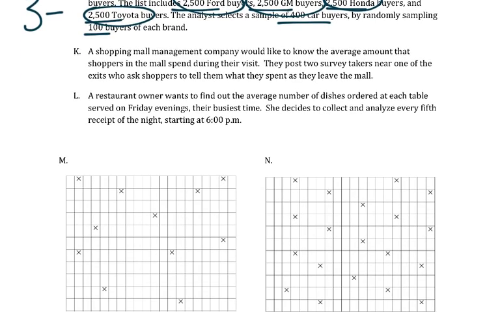Okay, K, a shopping mall management company would like to know the average amount the shopper spends. They post 2 survey takers. This would be a convenience. This is 5 because you've got people out there conveniently asking those that are leaving the mall. Okay, L, that was the every 5th receipt at night. That's one of those systematics.